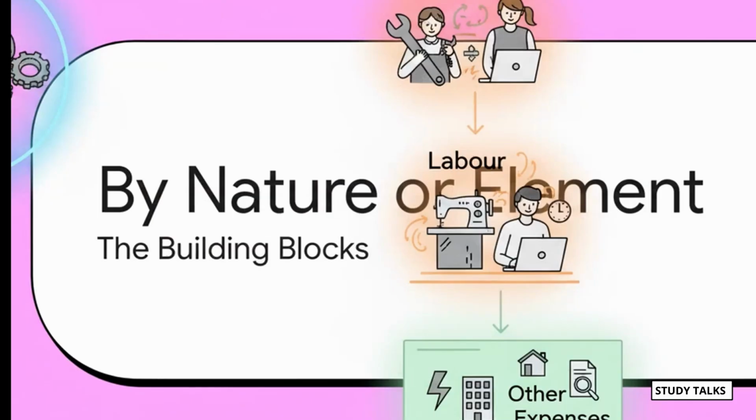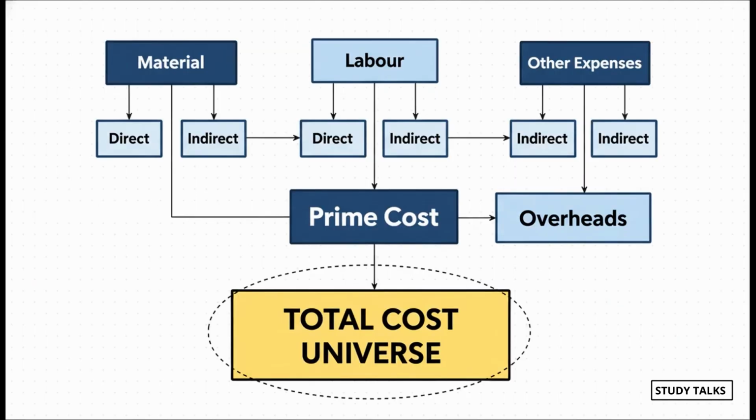First up, classification by nature, or as it's more commonly called, by element. This is the absolute ground floor. Every single cost you will ever come across can be broken down into just one of three simple building blocks: material, labor, or other expenses. That's it. Now take a good look at this chart. This is your entire costing universe on one slide.